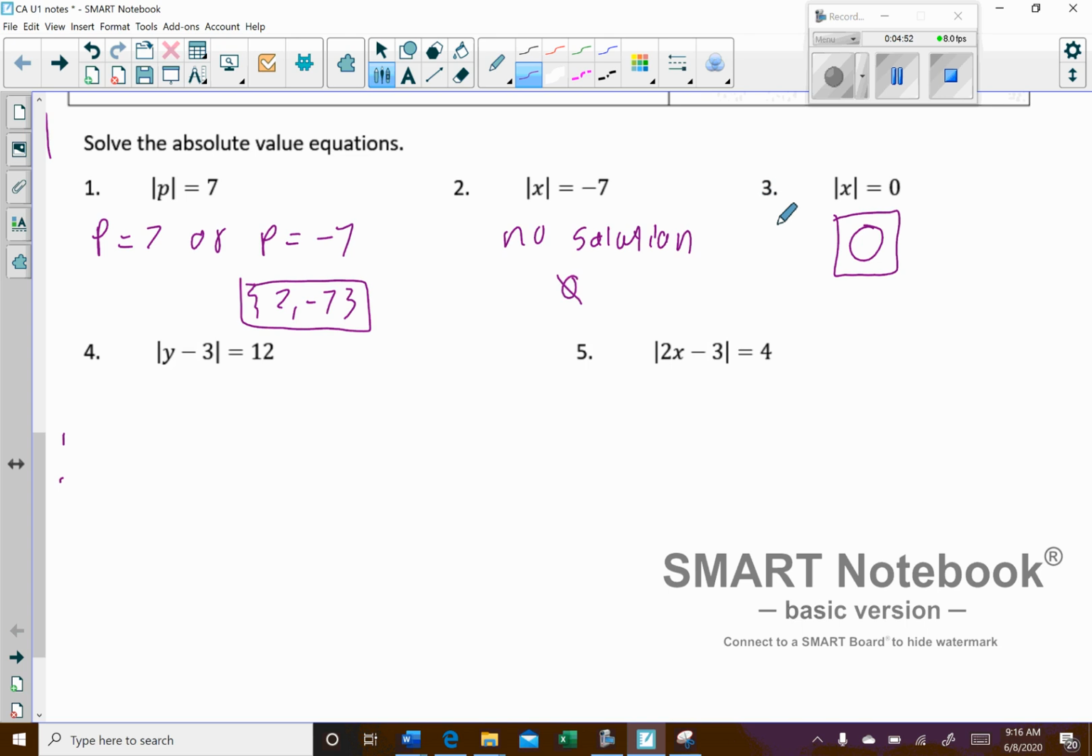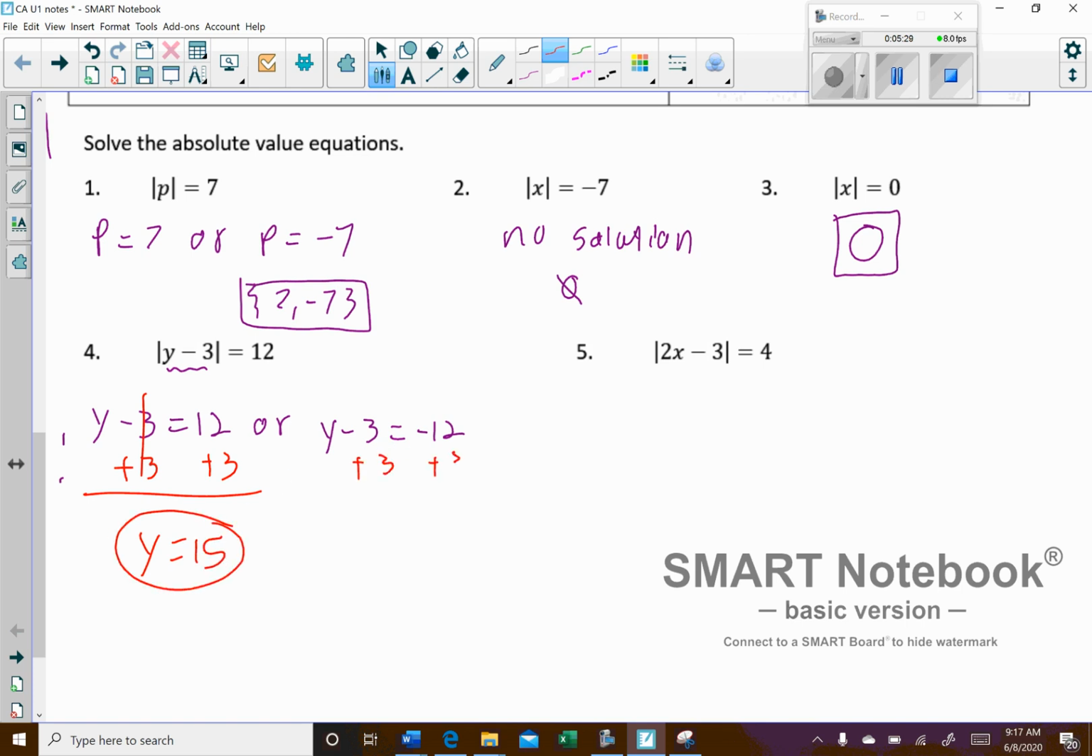Okay, now we'll look at number 4. We have the absolute value of y, take away 3, is equal to 12. So this distance needs to be 12 units away from 0. So y minus 3 could either be 12 or y minus 3 could be negative 12, because either one of those, when you take the absolute value, would be 12. So now we'll go ahead and solve this. Let's see, we'll add 3. So on this one, we get y equals 15.